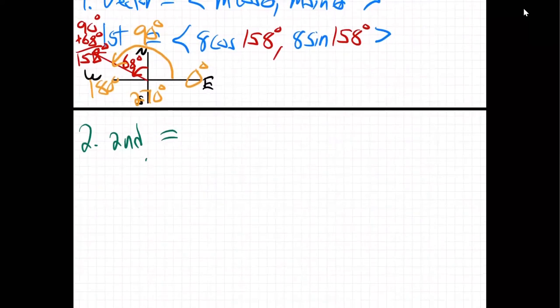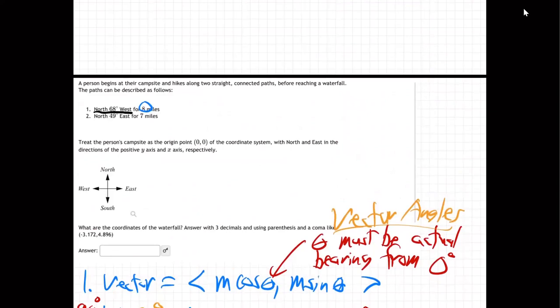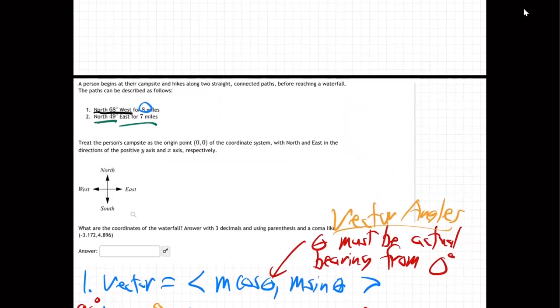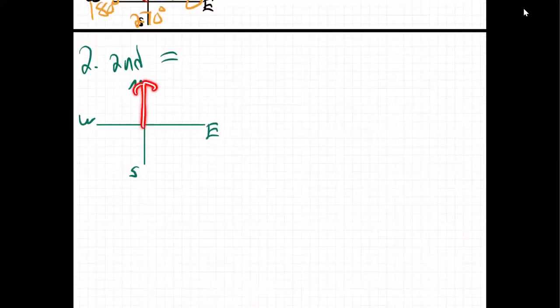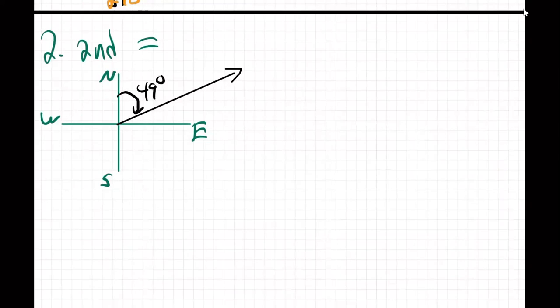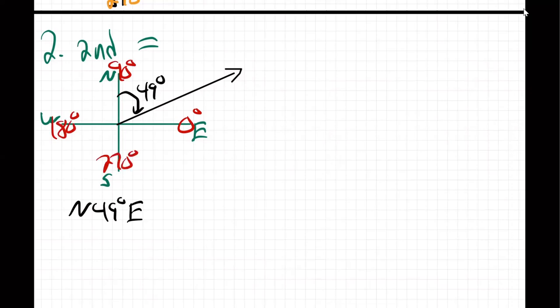Second vector, well, let's draw another little axis system here. We've got north, south, east, and west. And what does it say? North 49 east for 7 miles. North 49 east. So that's going to be north, but 49 to the east, about there. Right? So it's going to be about like that. Where this is 49, because it said north. 49 degrees east. Okay, but we have to get the actual angle, right? This is 0, this is 90, this is 180, this is 270. So what's the actual angle there? Well, it's like 90, but back up 49. So this is going to be 90 take away 49, which is 41 degrees. In other words, this right here is 41 degrees. It's actually at 41 degrees.